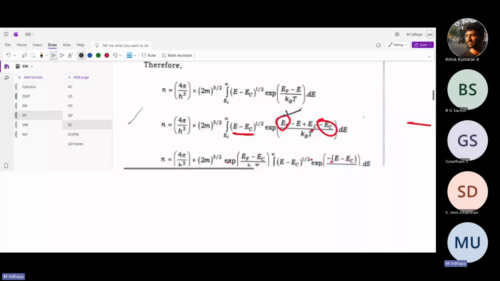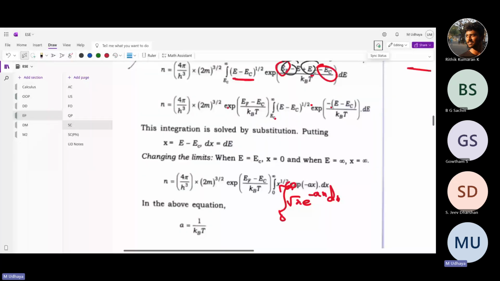Beautifully, right? Now, if you see this integral carefully, this is a very nice integral actually. What is this integral? This is an integral of the form x power 1 by 2 e power minus ax dx, from 0 to infinity. Mind it, it should be 0 to infinity. That is the general form of solving this kind of integral.